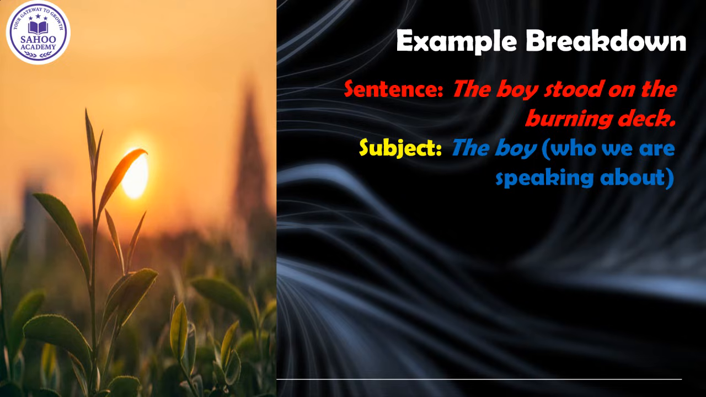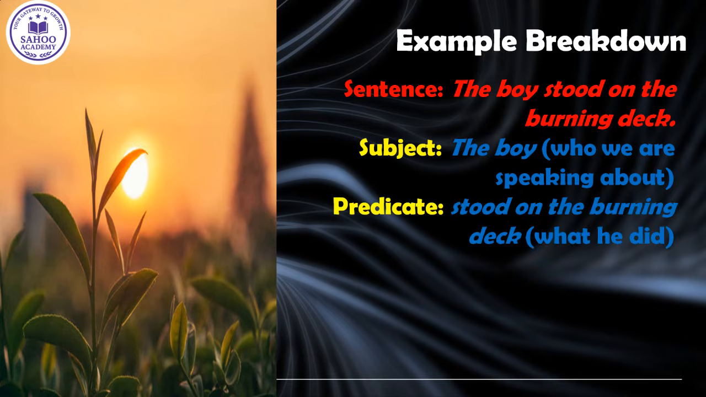That's our subject. Similarly, what is being said about the boy? He stood on the burning deck. This is a predicate. So subject, that is the boy who we are speaking about, and predicate, that is stood on the burning deck, what he did.